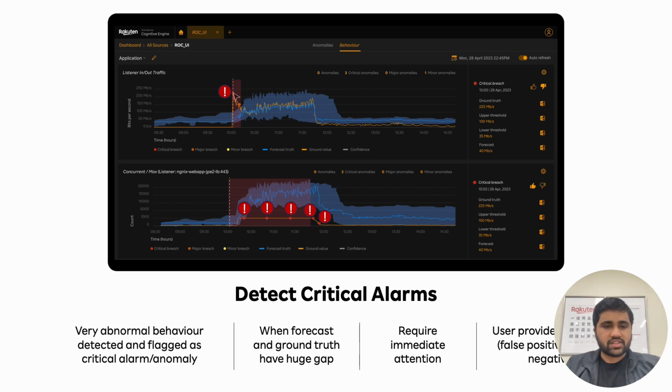So, this usually happens when the forecast and the ground truth have a huge gap. In the second graph, you can see the blue line is the forecast and the orange line is the ground truth. There is a huge gap between them, which is when Cog AI throws out a critical alarm. These require immediate attention, otherwise, you're going to lose out on a lot of business and there's a loss of revenue as well. In case this behavior was expected, however, you can always provide feedback to the model and say, yeah, this is a false positive. We expected it to happen. We wanted this to happen, and the model learns from that and retrains itself so that the next time it detects a potential similar scenario, it knows not to throw an anomaly and the user does not get bombarded with alerts.